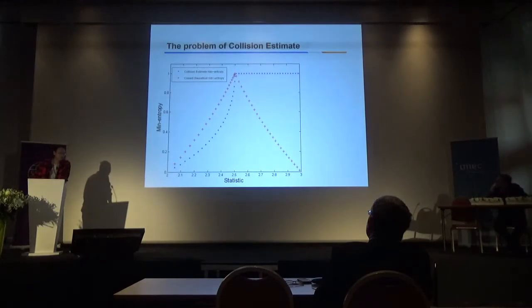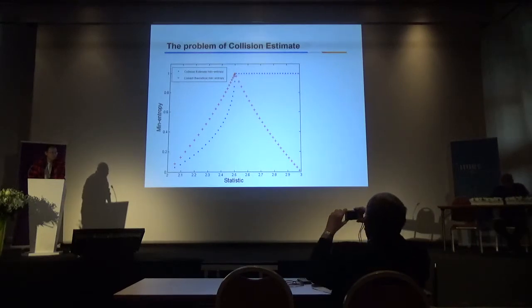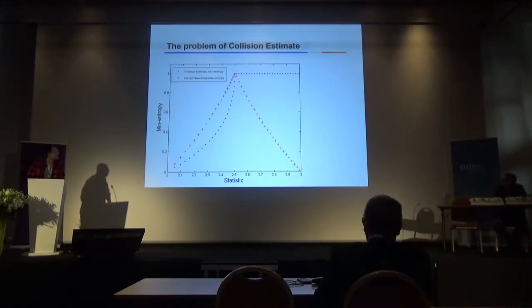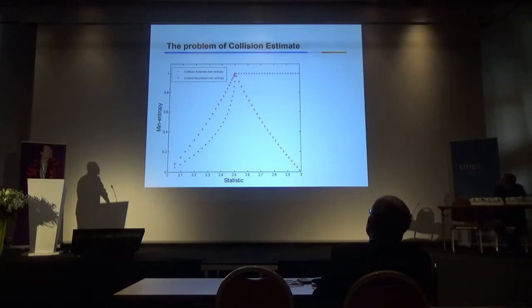This figure shows the big difference between the collision estimate and the correct theoretical min-entropy. You can see in the left part, the collision estimate is significantly lower than the correct theoretical min-entropy. But in the right part, the collision estimates are all 1, which is the max value of the min-entropy.